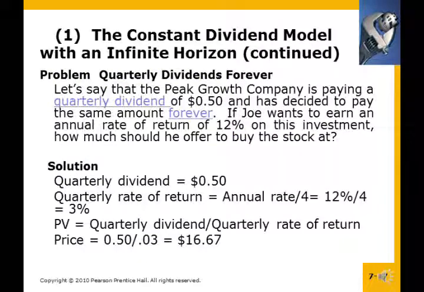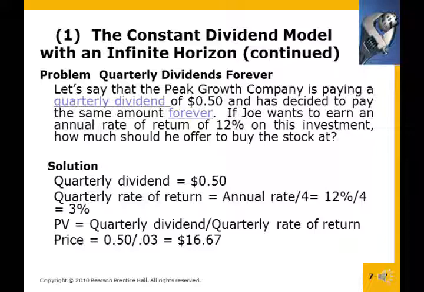We will apply the rule of the first model in a problem. Let's say that the grass company is paying a quarterly dividend of $0.5 and has decided to pay the same amount forever. If Joe wants to earn an annual rate of return of 12% on this investment, how much should he offer to buy the stock at?